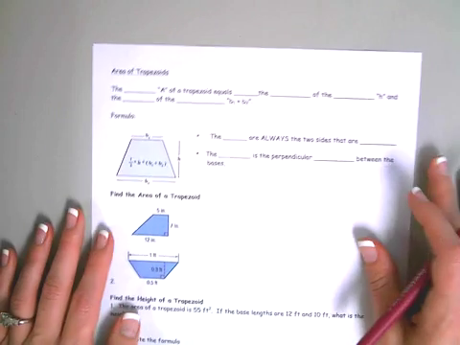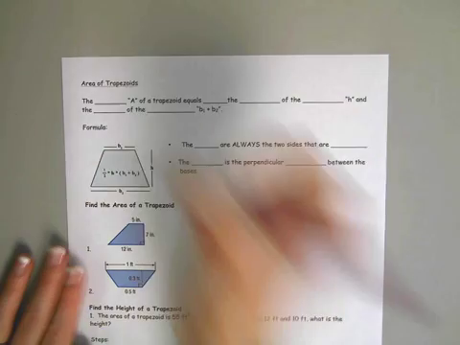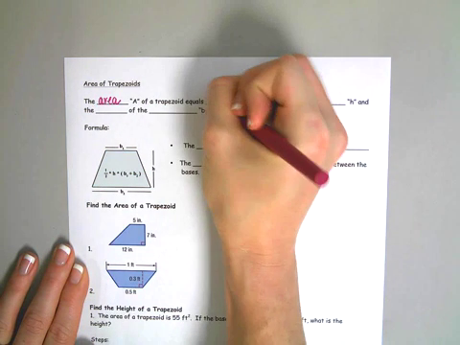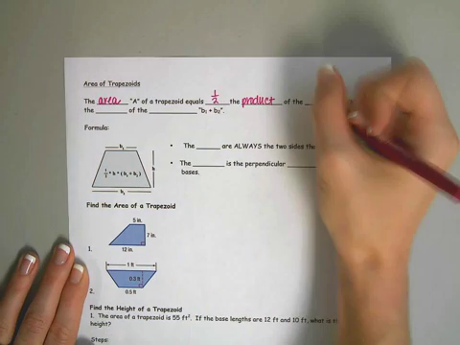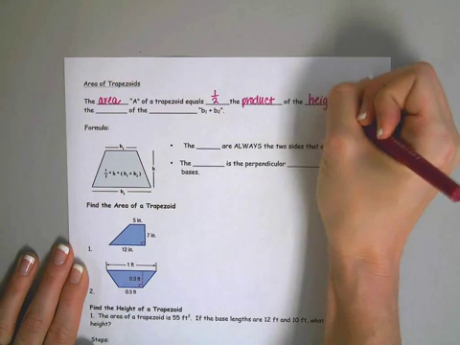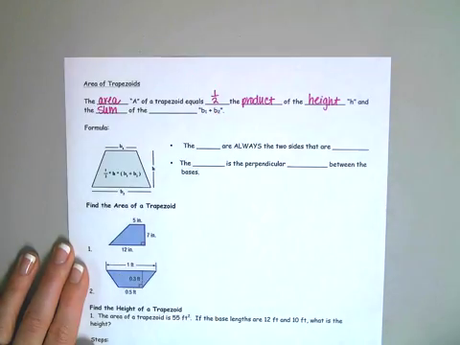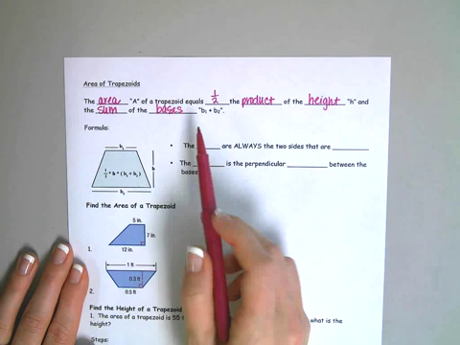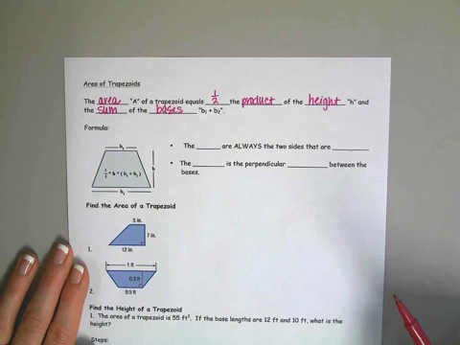Okay, now we're going to move on to the area of trapezoids. The area of a trapezoid equals 1/2 the product of the height and the sum, which is the answer to an addition problem, of the bases. And since we have two bases, we use B1 and B2 to represent our bases in a trapezoid.